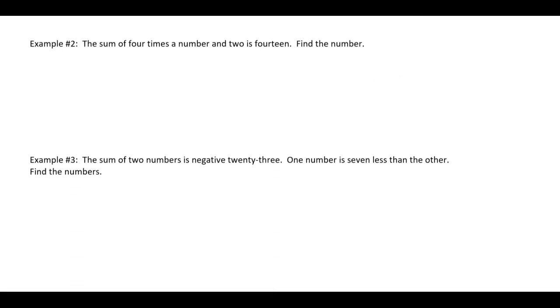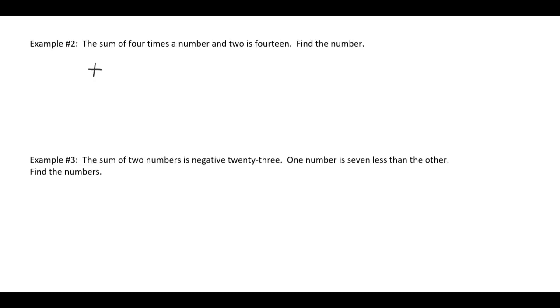So here's our first problem. Look how short it is, or our second problem. The sum, okay, so I'm going to be adding something. Add, let's put an addition sign. Oh, I should read the whole problem first. The sum of 4 times a number and 2 is 14. Find the number. So we're just talking about numbers. We're not talking about books or bananas or anything. We're just talking about numbers here.